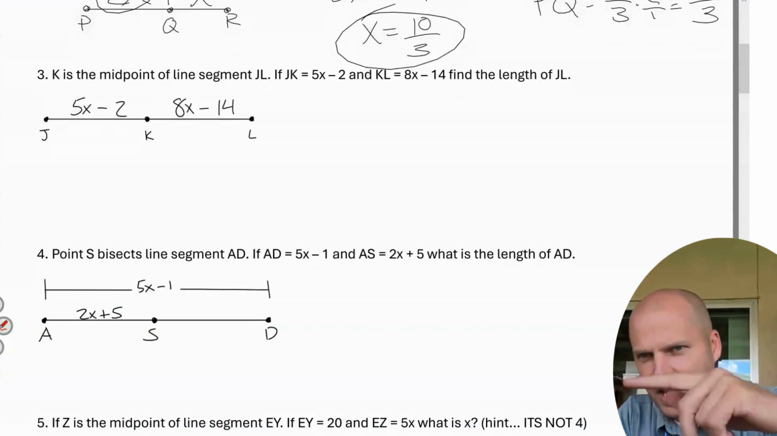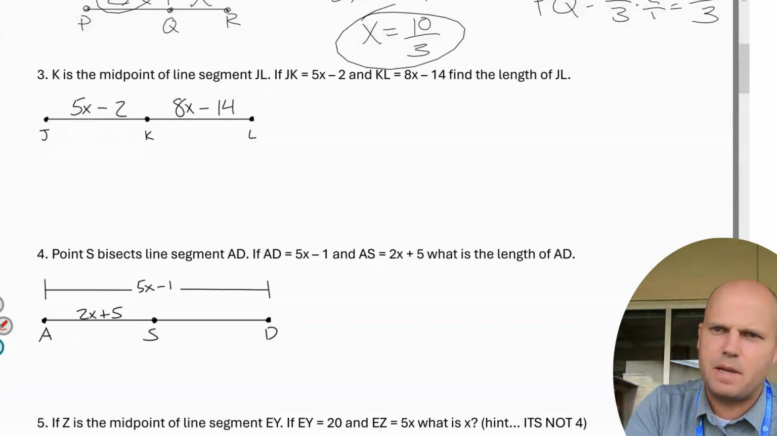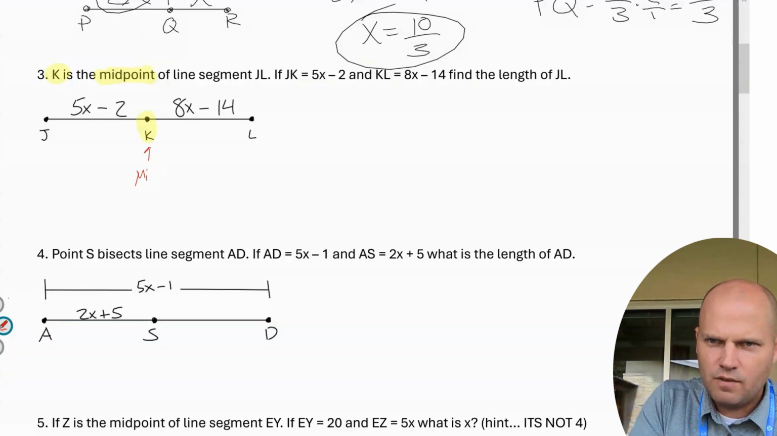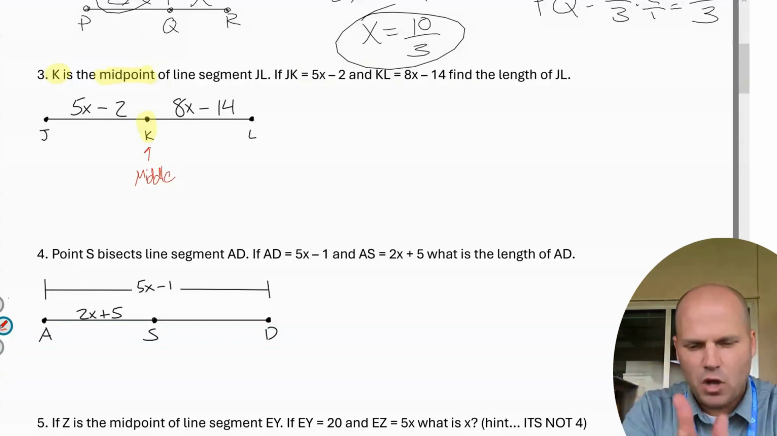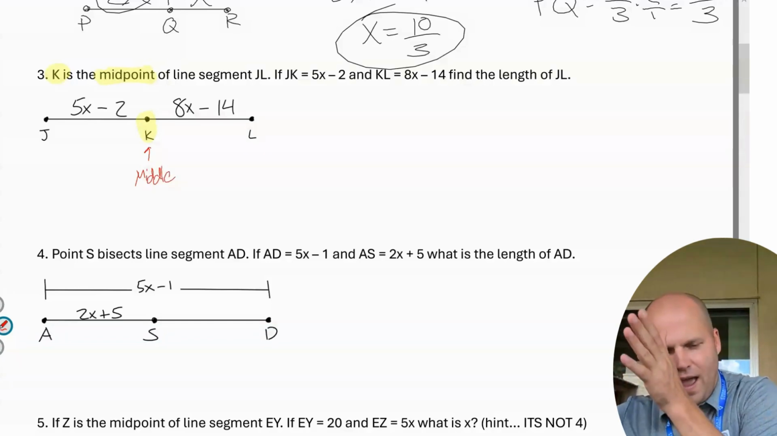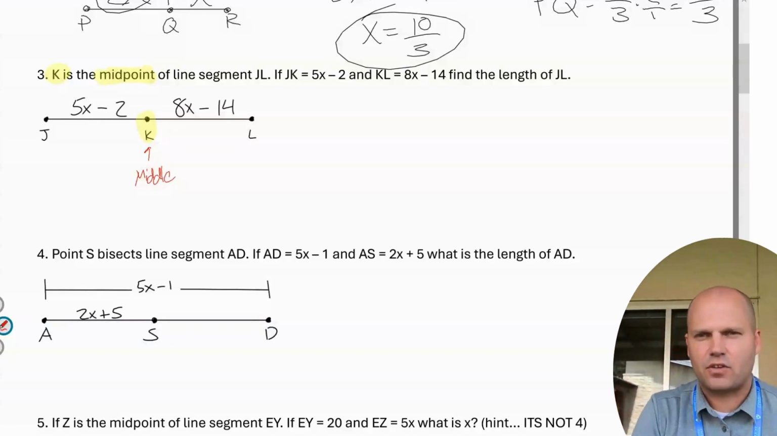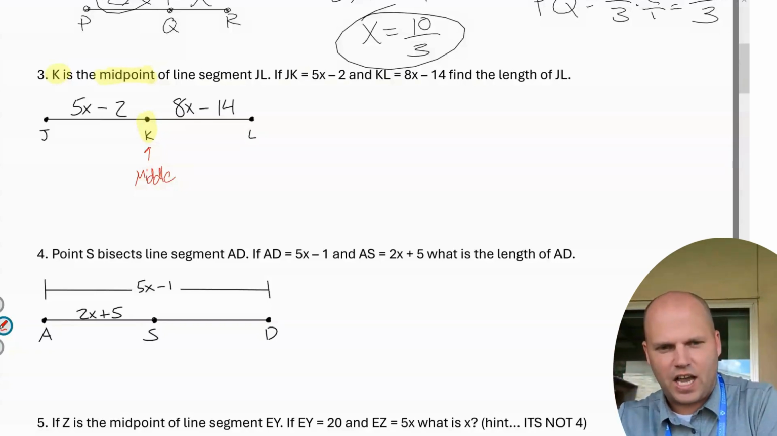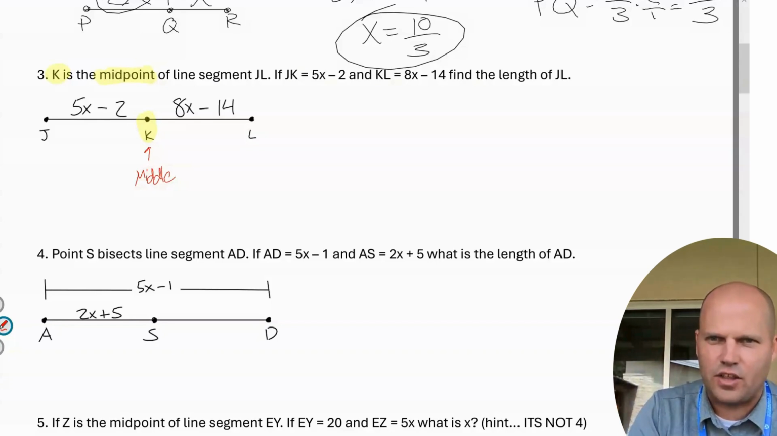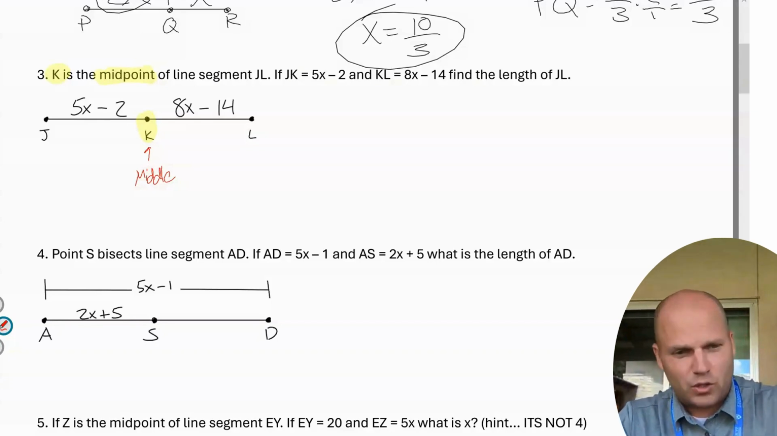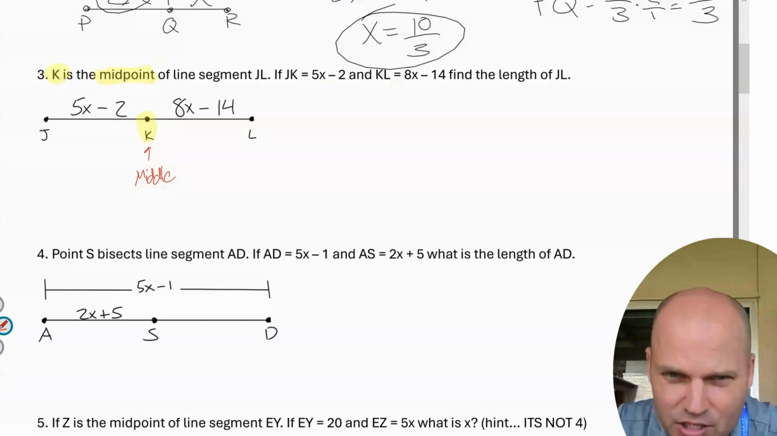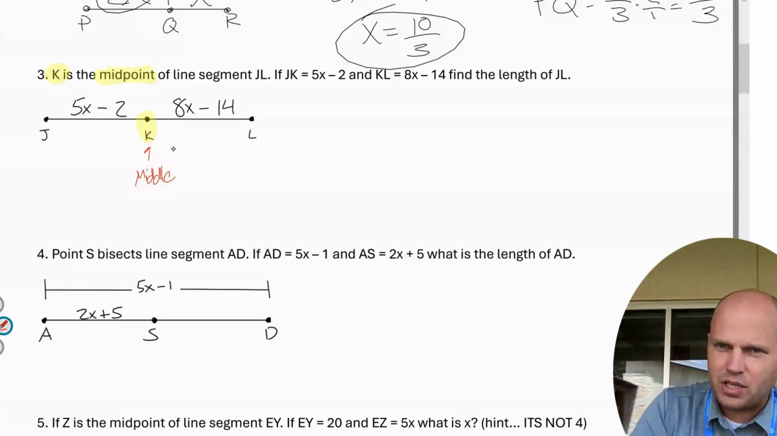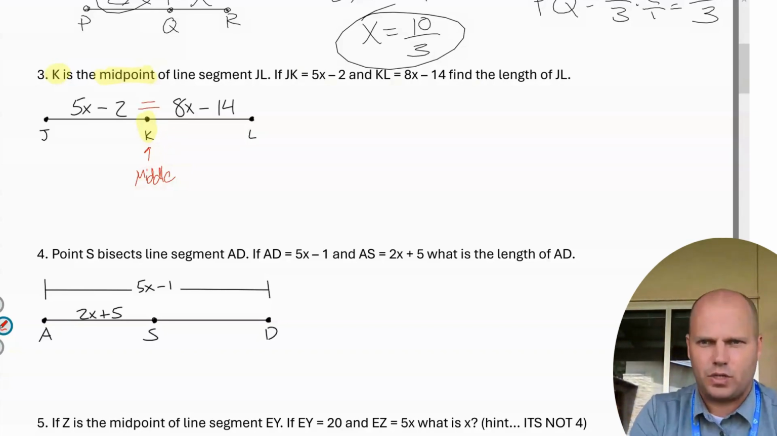Makes sense? But then all of a sudden they throw something like this at you, like a midpoint. K is the midpoint. Midpoint, middle, middle. Very important to understand. If you know the middle, you know we have half on one side and half of the other side, or we have two equal segments. The left side, the right side equal each other. If you think we're doing the same thing every single time, you're probably adding these equations together. Don't do that, because these two segments are equal to each other.